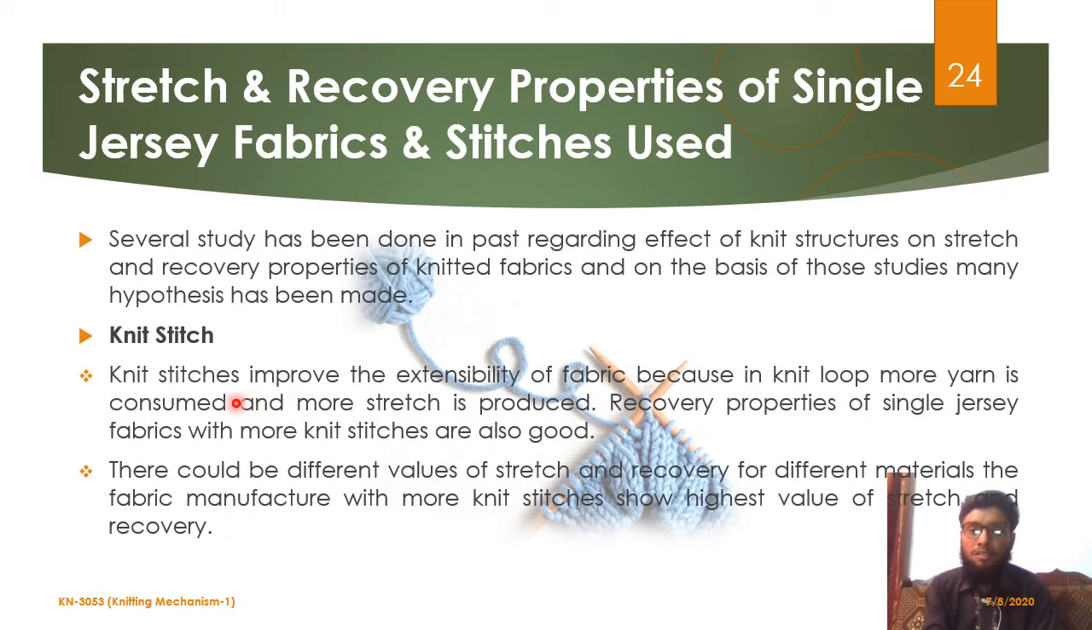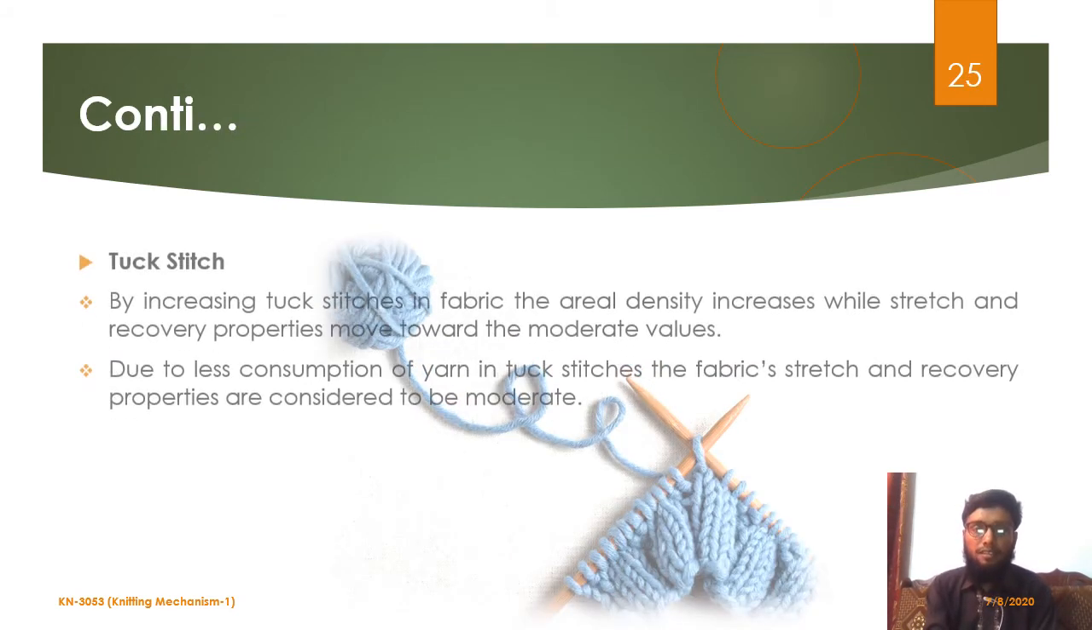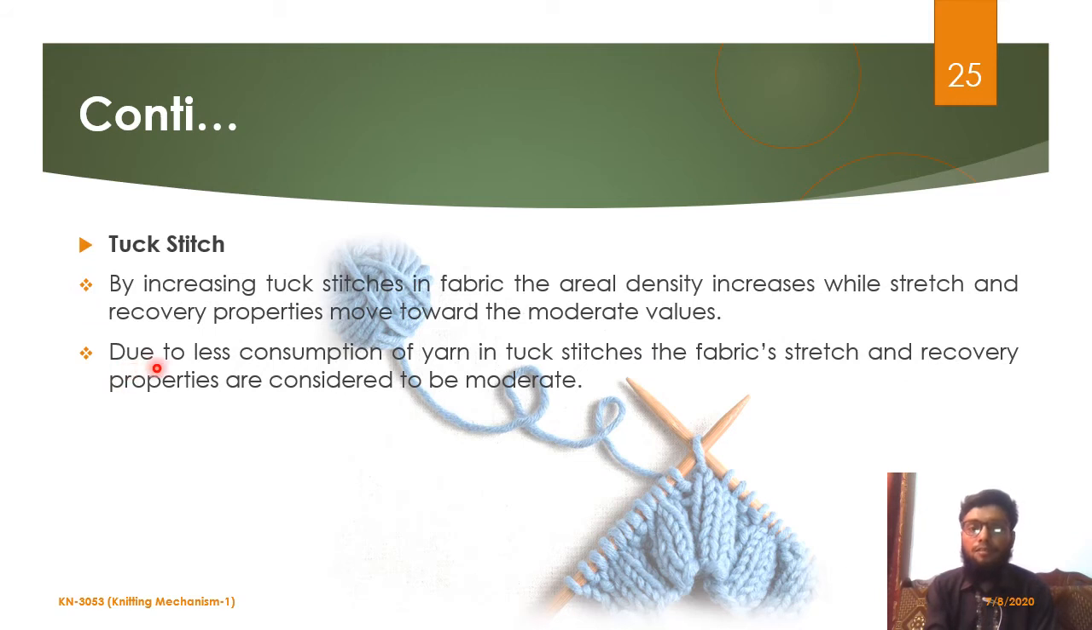For example, knit stitch enables the fabrics to stretch more because the more yarn is fed into the knit loop, and stretch properties are good as well as recovery is also good. Then there is a tuck stitch. When the tuck stitch percentage increase in the fabric, its stretch and recovery properties move toward the moderate because less yarn is fed into the tuck stitch, while the lengthwise shrinkage of the fabric increase with increasing tuck stitches.